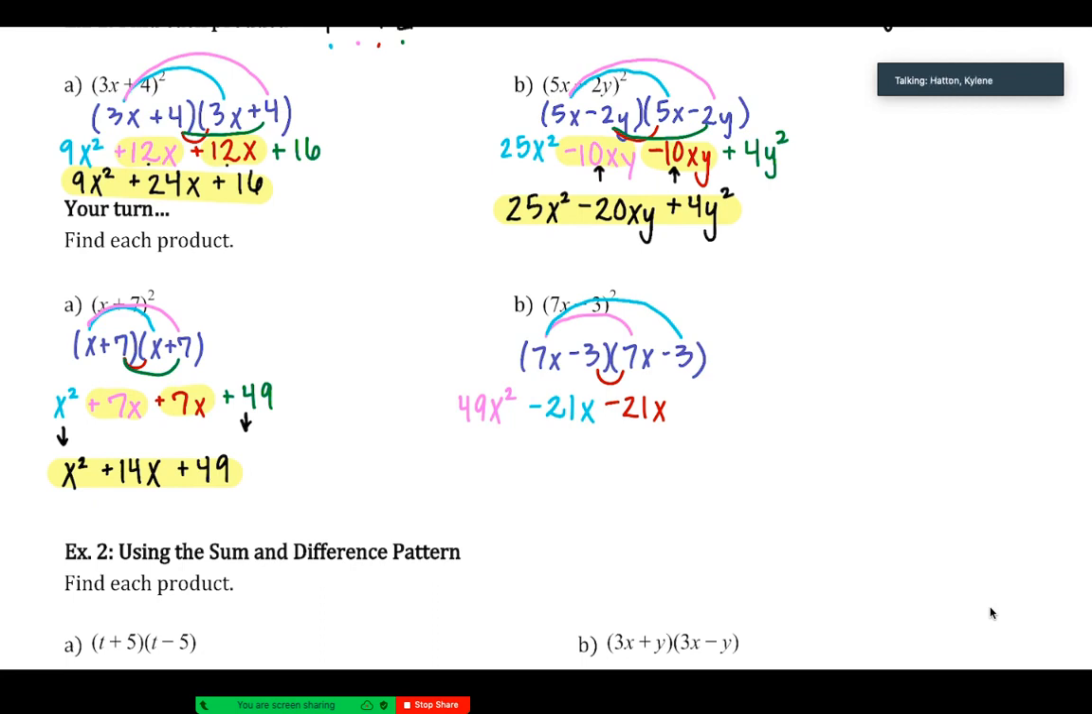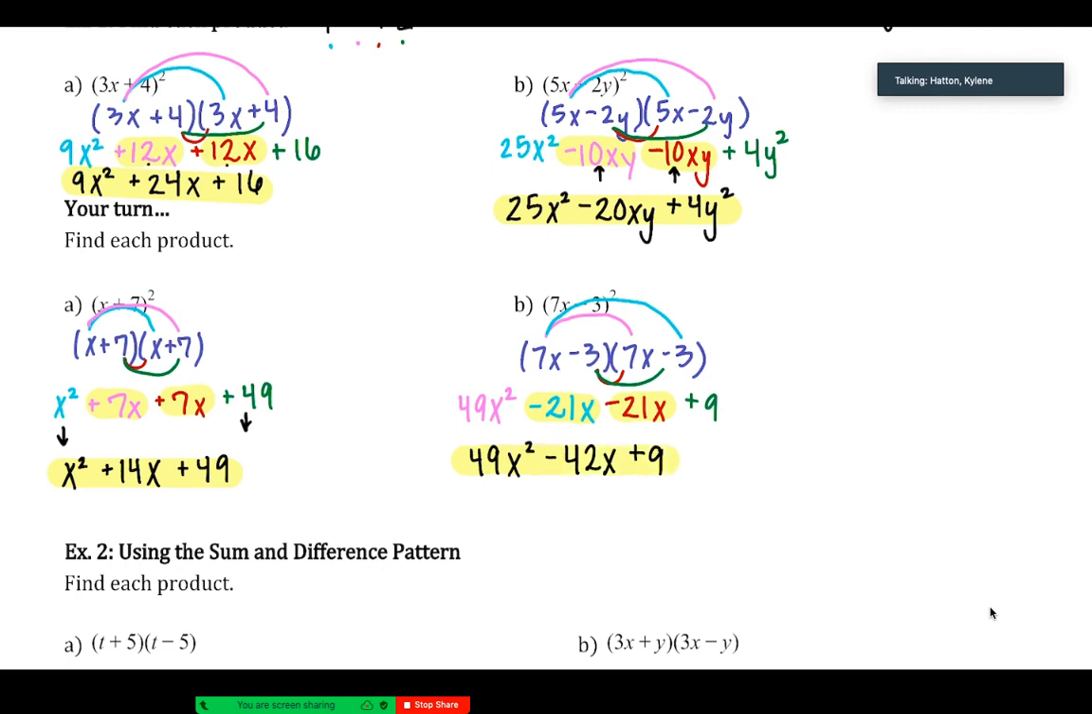And then the last terms together, negative 3 times negative 3, which is positive 9. And then always check for like terms. I have a negative 21x and another negative 21x that both have x to the first power, which means we can combine them. So I'll bring down my 49x squared. Negative 21x and negative 21x together become negative 42x, and then plus 9. So 49x squared minus 42x plus 9.